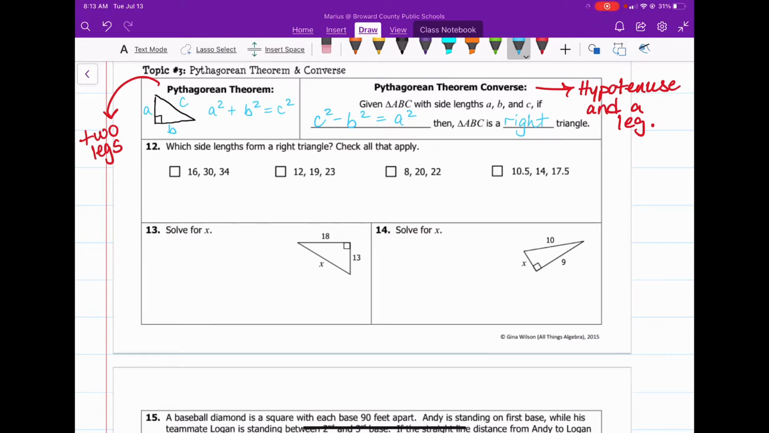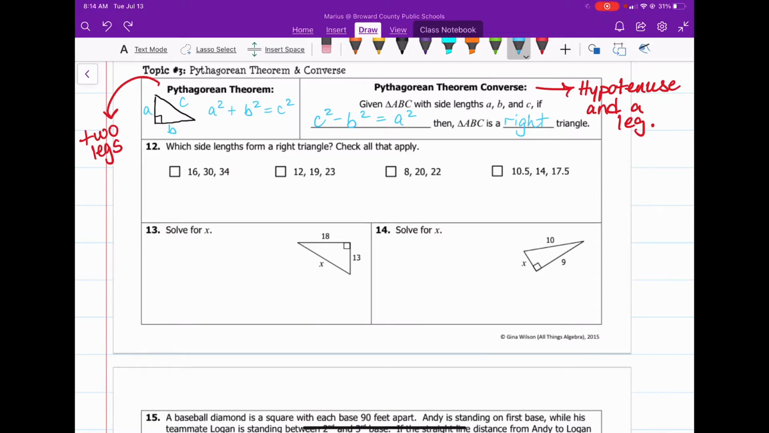A and B are interchangeable when you label a triangle. C is always the hypotenuse. The hypotenuse is always opposite the right angle. So, for example, here's the right angle. C is always going to be opposite the right angle. So the Pythagorean theorem is a squared plus b squared equals c squared.